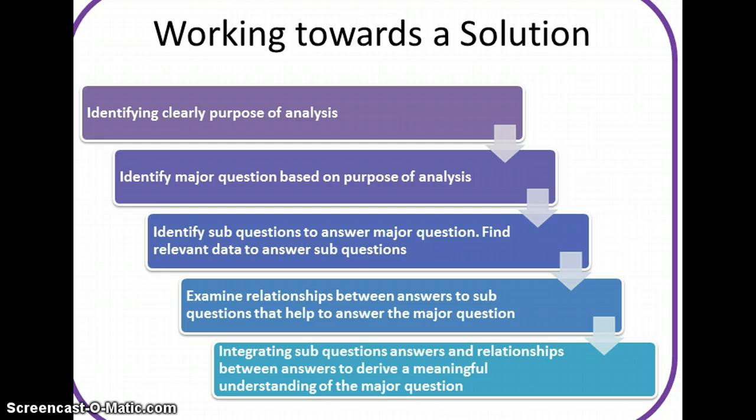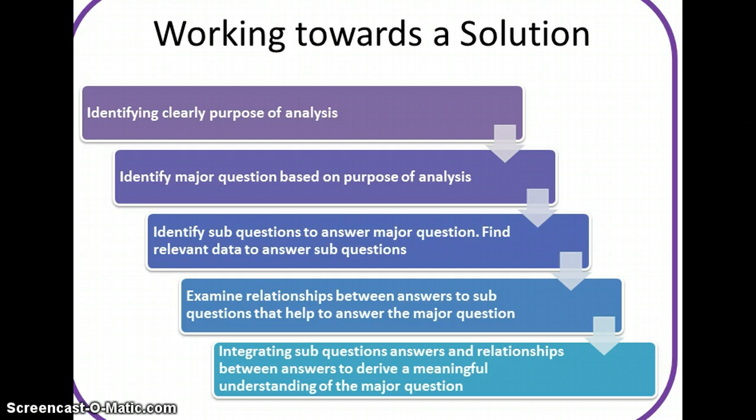The second step would be to identify the major question, and this major question has to be related to the purpose. The third step would be to identify the sub-questions to answer the major question. You all did pretty well in identifying sub-questions. Finding relevant data, some teams were able to do that. In fact, most teams are able to find relevant data to answer sub-questions, mostly from the problem trigger. There are some teams who went ahead to look at information from the resource given, or some even went to research on their own.